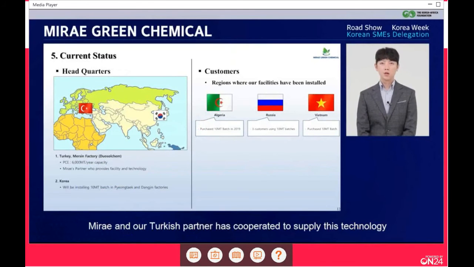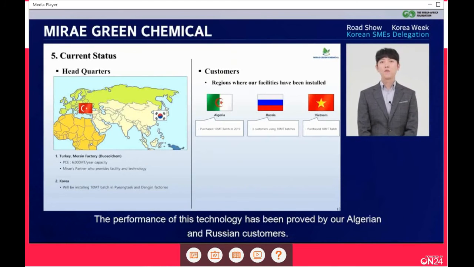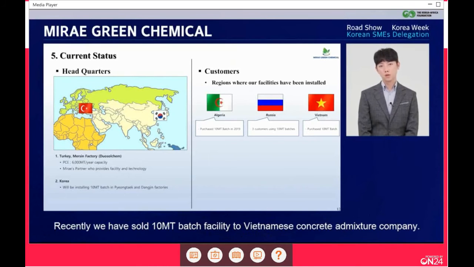MIRAE and our Turkish partner has cooperated to supply this technology, and our headquarters are located in northern part of Turkey and South Korea, DONGHAENG and PNK. The performance of this technology has been proved by our Algerian and Russian customers. Recently, we have sold a 10-ton batch facility to Vietnam concrete admixture company.